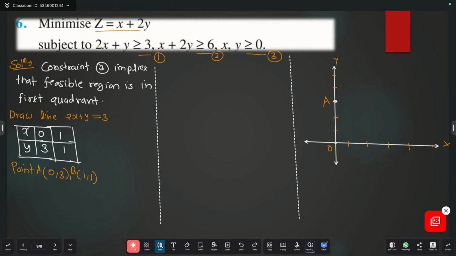1 comma 1. X value 1, y value also 1. So this is 1 and this is 1. This point is 1 comma 1, because x 1 and y 1 join.